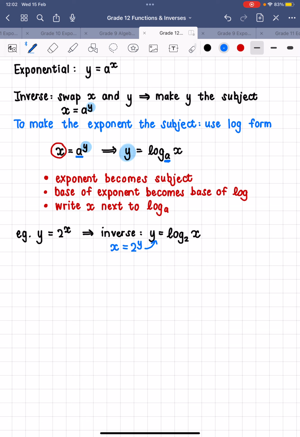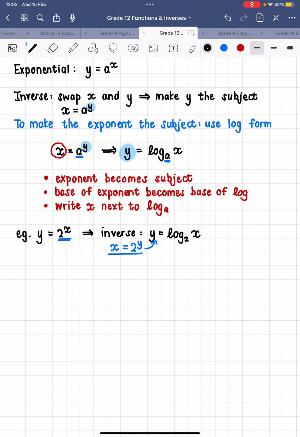Now, in a test or exam, you don't actually have to show this step. You don't have to show how you are swapping the x and y around. You can go straight to log base 2 of x. So if you want, you can remember, okay, we have an exponential graph, y equals 2 to the x. What is the inverse of an exponential graph always? A log graph. So if it's 2 to the power of x, the equation of the inverse is going to be log base 2 of x.